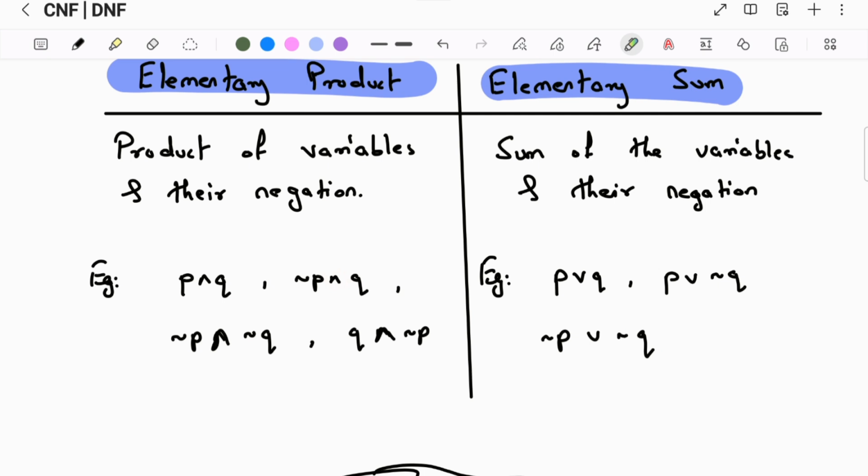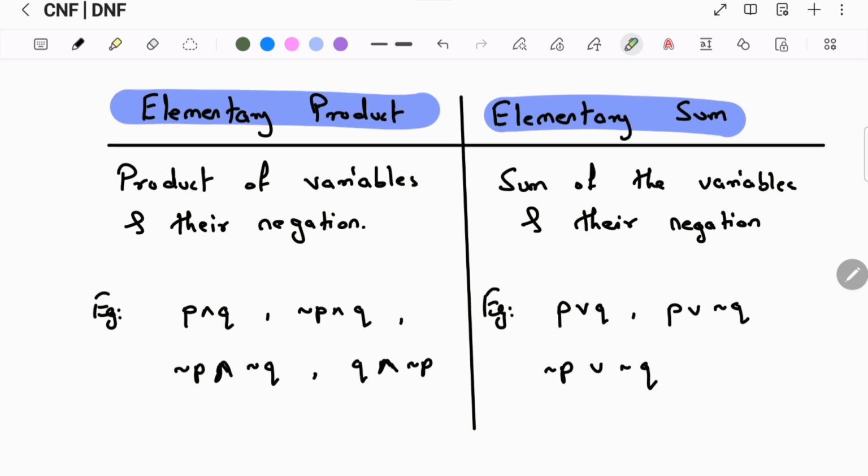By sum we mean disjunction, and by product we mean conjunction. I hope you are understanding this. After this, the definition of elementary sum is a sum of the variables, like these are the variables and their sums, and then negations, as you can see here and here. I will explain more, then the topic will be clear for you.